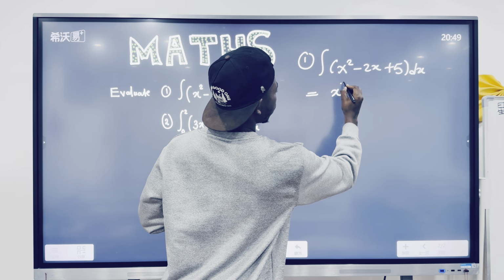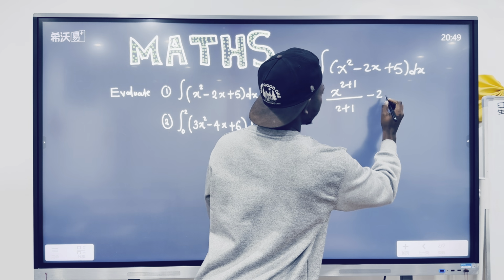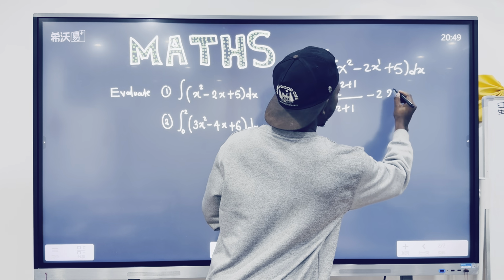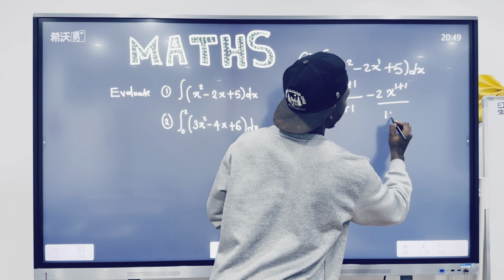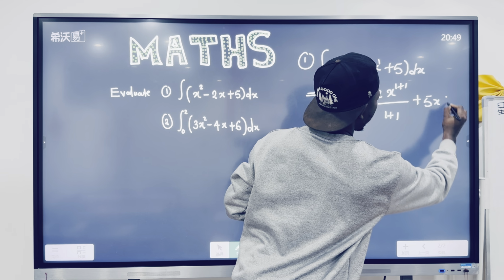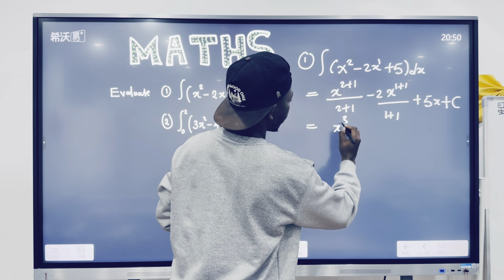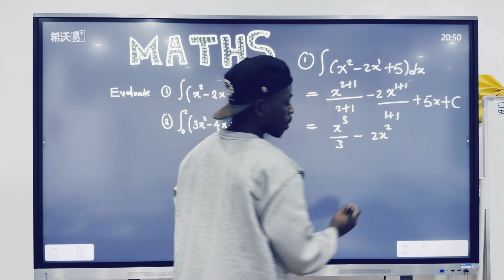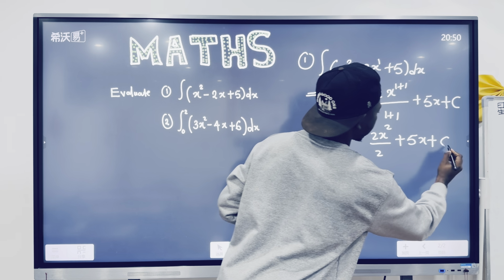So it will be x to the power 2 plus 1 over 2 plus 1. The next step, negative 2. What do you want to remember here? This one has power 1. So minus 2x, because it's power 1, to be 1 plus 1, we always add 1 over 1 plus 1. And what do we do to the 5? We give it an x. Then always remember plus c. Then what else? So this one becomes x to the power 3 over 3. Minus this one, negative 2x squared, because 1 plus 1 is 2, then over 2. Then plus 5x plus c.